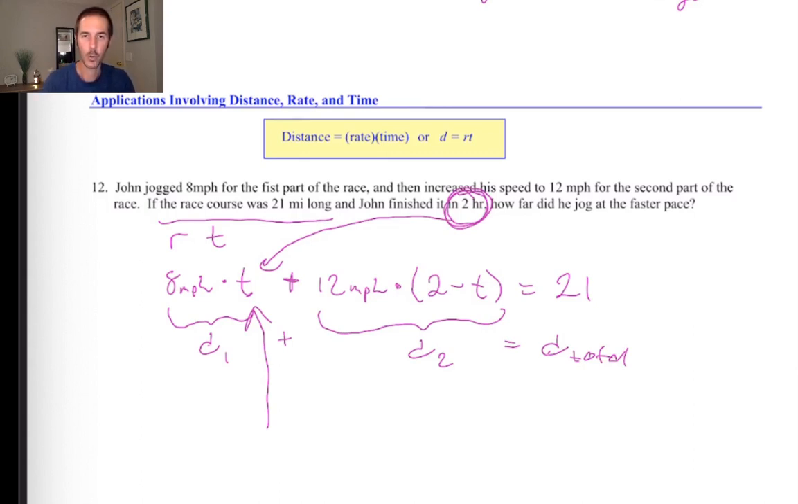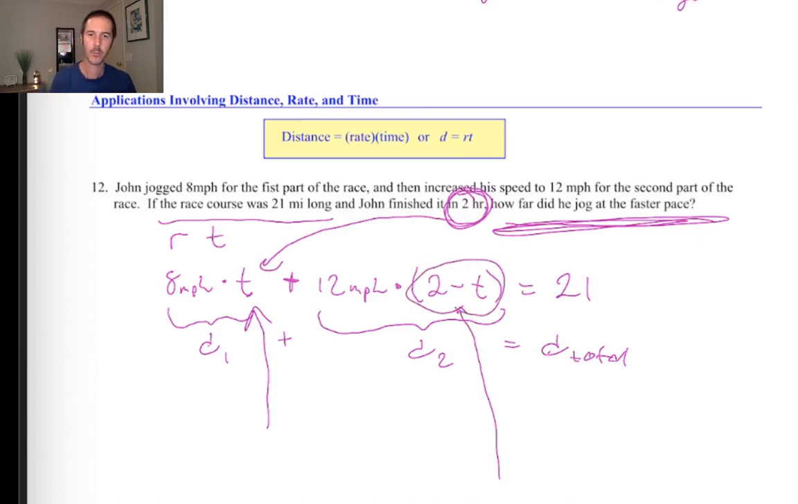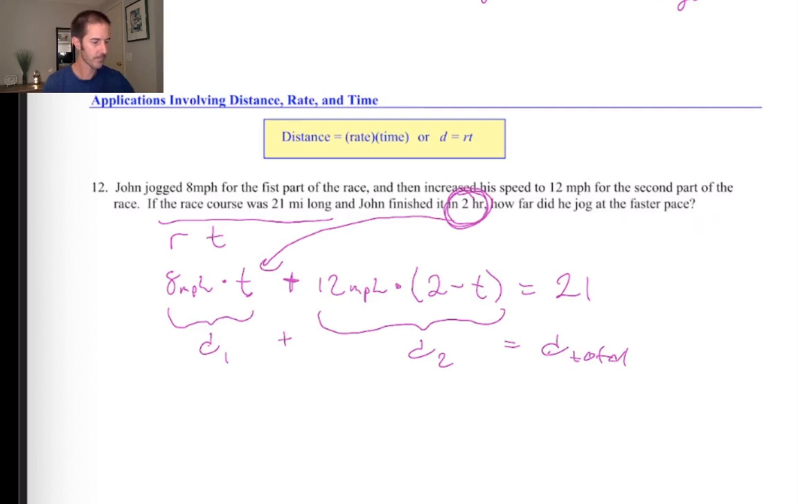Let's read the question one more time. How far did he jog at the faster pace? We don't want the t value. We want this value over here, 2 minus t. That's the amount of time spent running at the faster pace of 12 miles per hour. Some of these things that I was circling and underlining were only really good while I was talking about them. I don't want those there anymore.